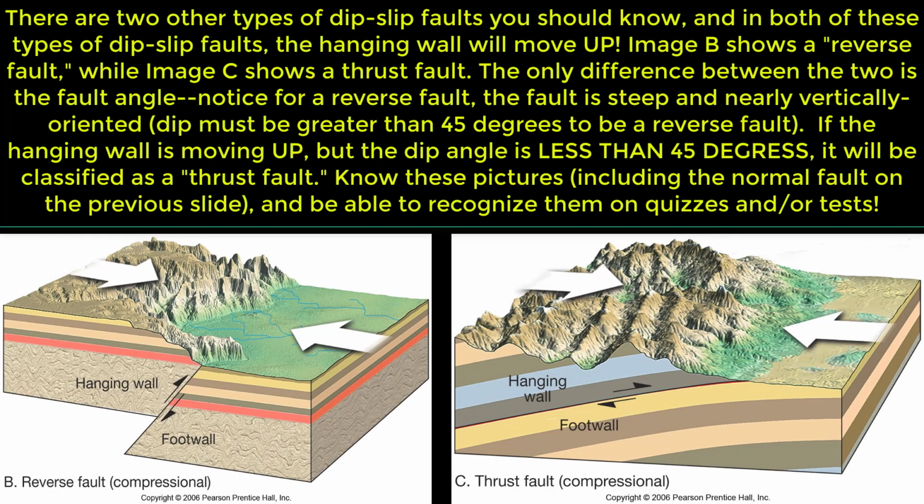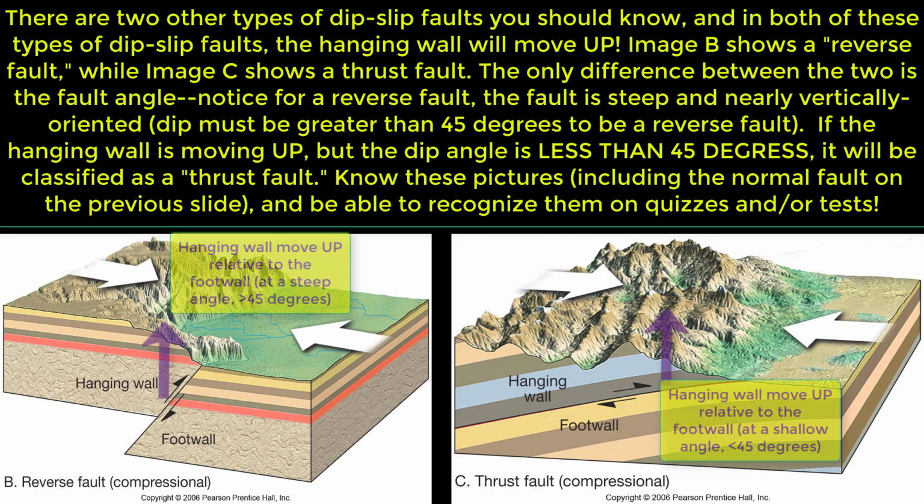In both of these types of dip-slip faults, the hanging wall will move up. Image B shows a reverse fault, while image C shows what's called a thrust fault. The only difference between the two is the fault angle. Notice that for a reverse fault, the fault is really steep and it's almost vertically oriented. To be classified as a reverse fault, the dip angle must be greater than 45 degrees.